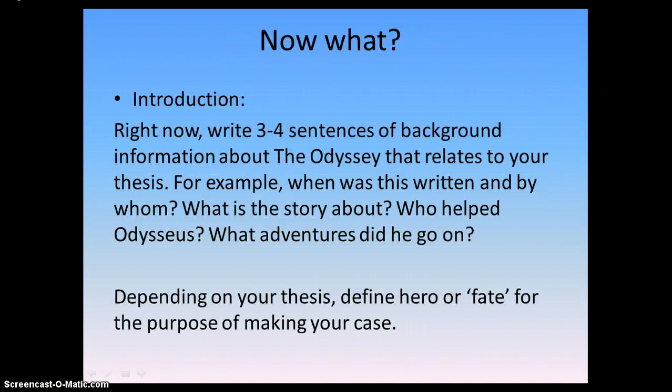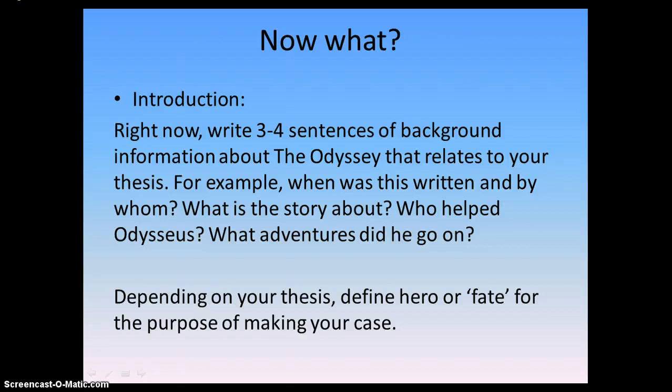The introduction. The introduction requires at least 3 to 4 sentences of background about the Odyssey that relates to your thesis. It's important to strategically consider which information about the poem is the most important. What is the story about? Who helped Odysseus? What adventures did he go on?